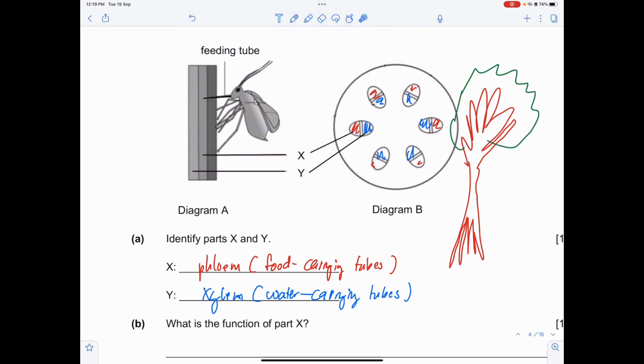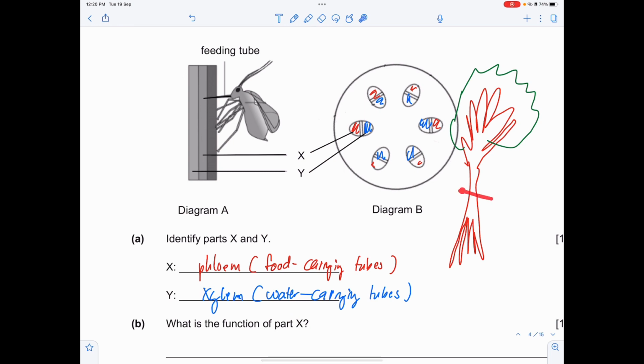If it gets cut here, the food carrying tube, no big deal. Okay, the water carrying tube is still intact. Whatever that is here, it can still make food. They can still receive water and make food on its own. And whatever that is at the bottom here will receive food from the other parts that are still functional.